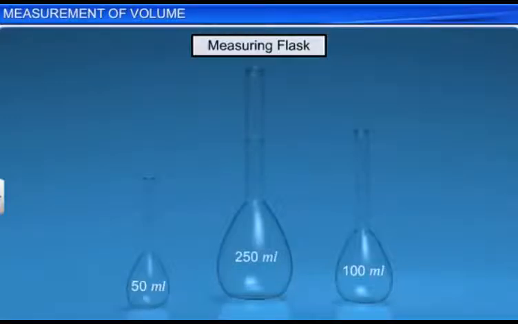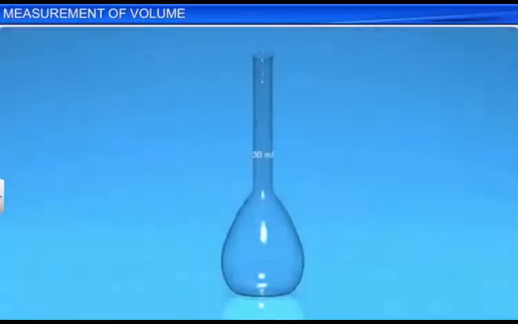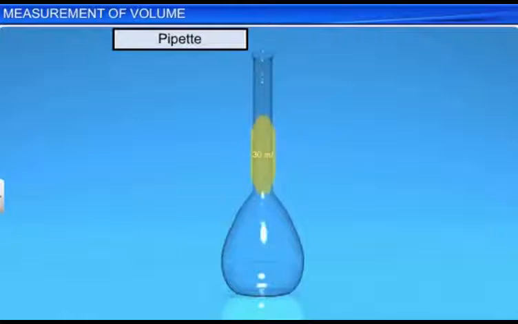Another measuring device is the pipette. The pipette is used to measure a definite volume of liquid. It is generally used to transfer a definite quantity of liquid from one vessel to another. It consists of a cylindrical glass bulb with narrow glass tubes above and below it. The lower end of the glass tube is tapered.